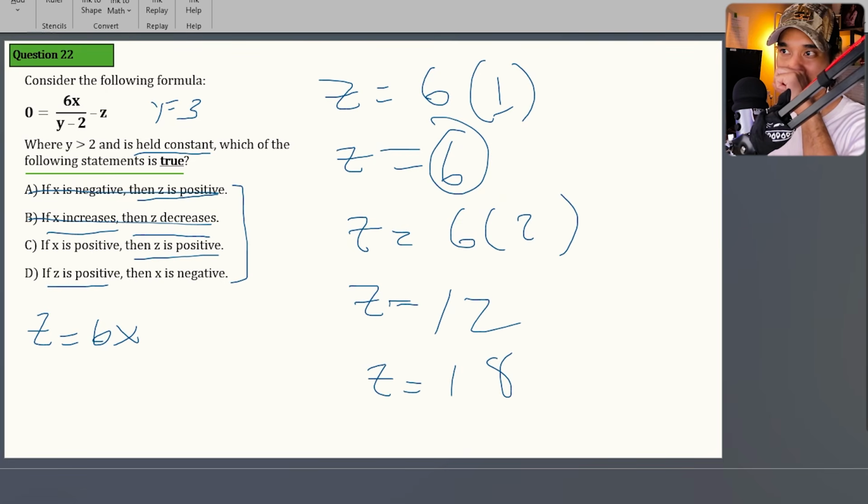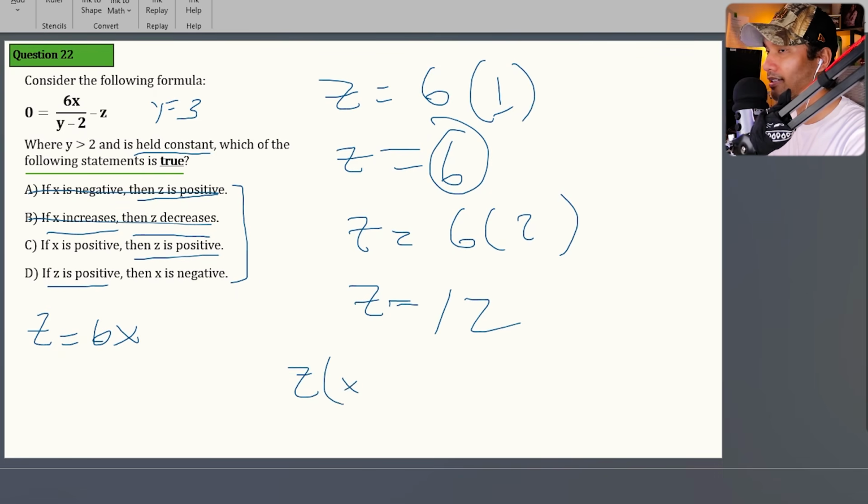We could do this, right? We could do some pre-calc. All right, z of x equals 18 because x equals 3. Yeah, okay. You don't want to copy that down. That's just going to confuse you.